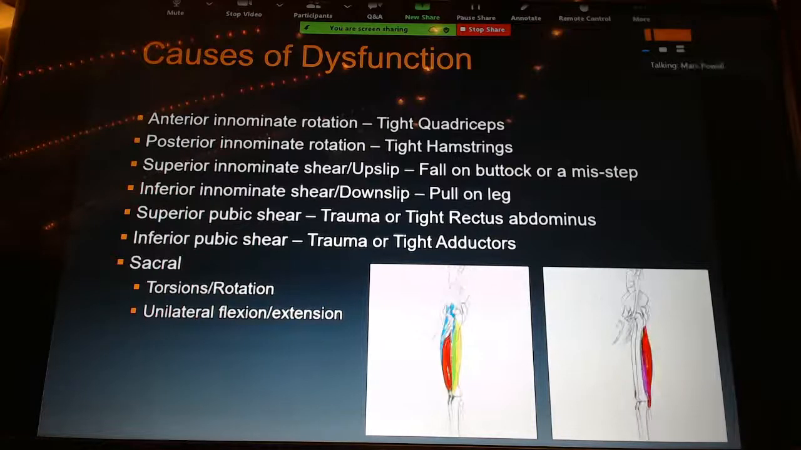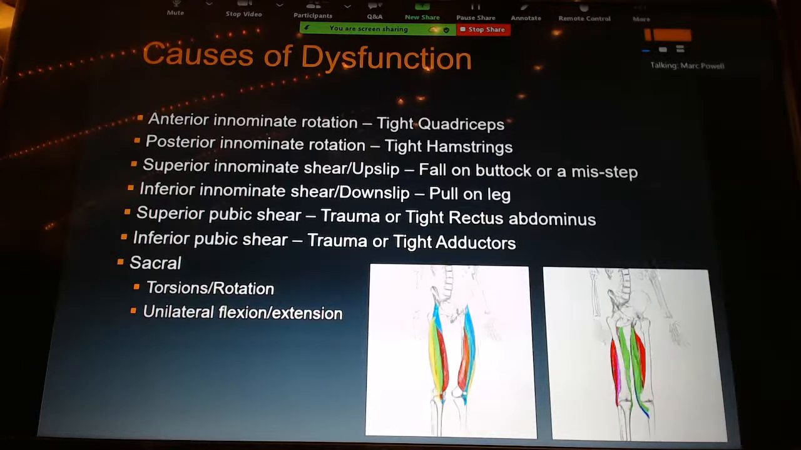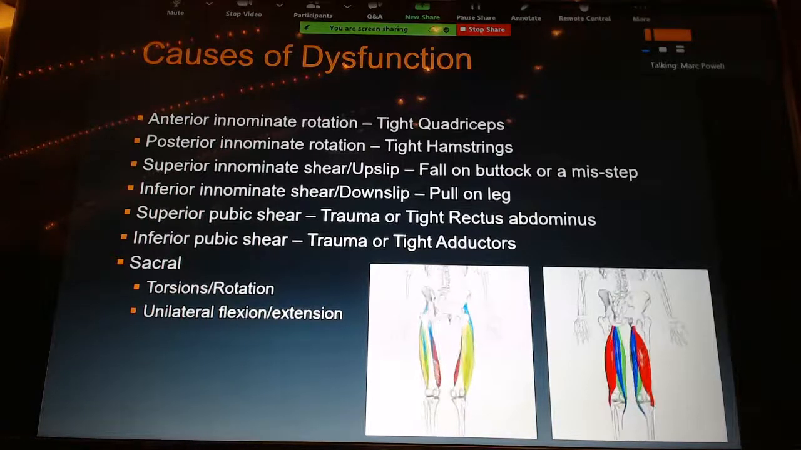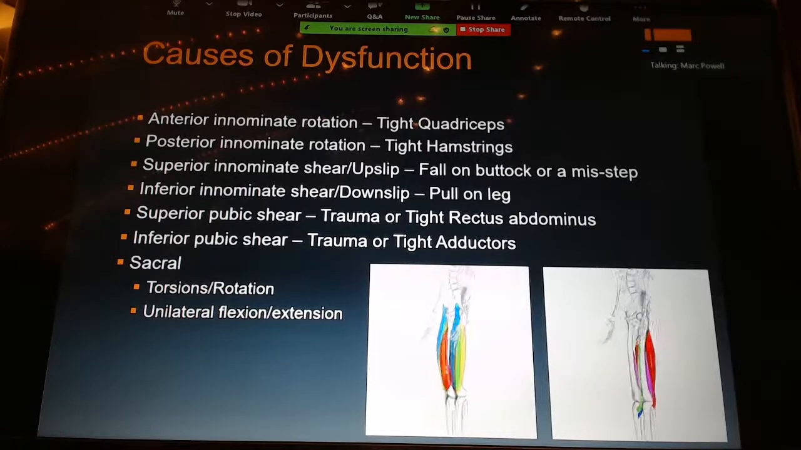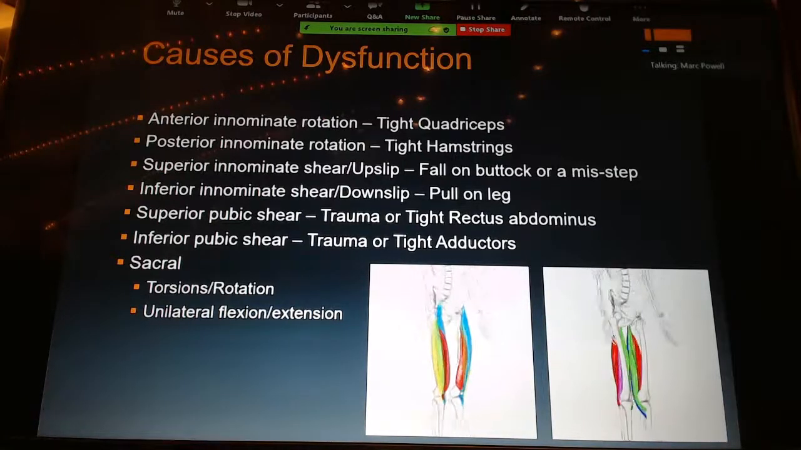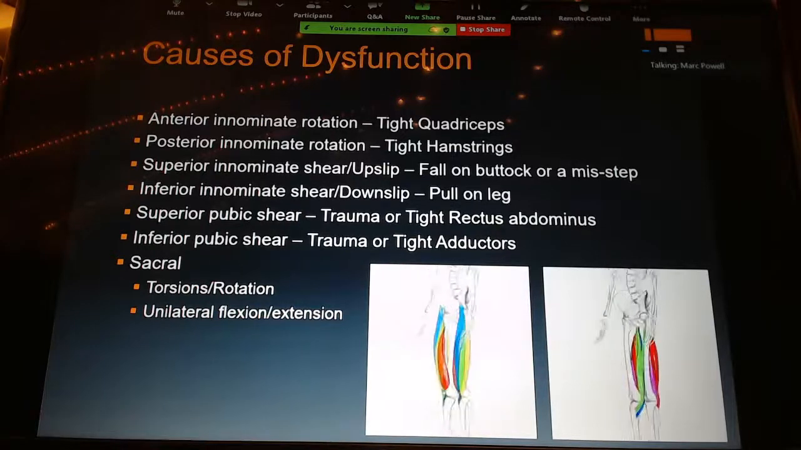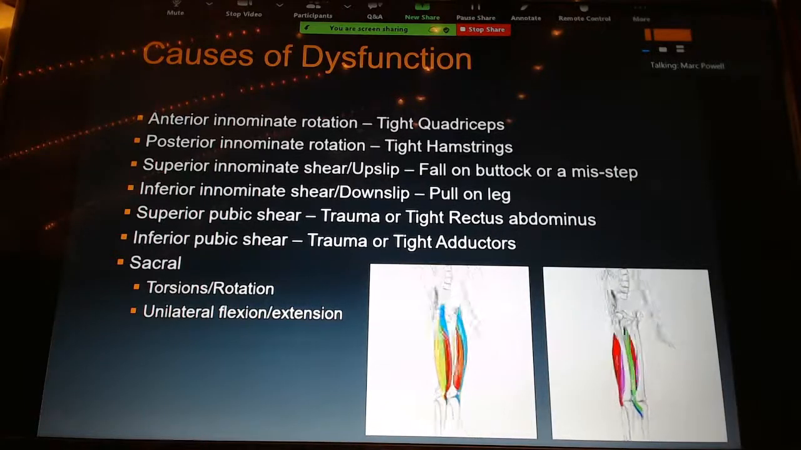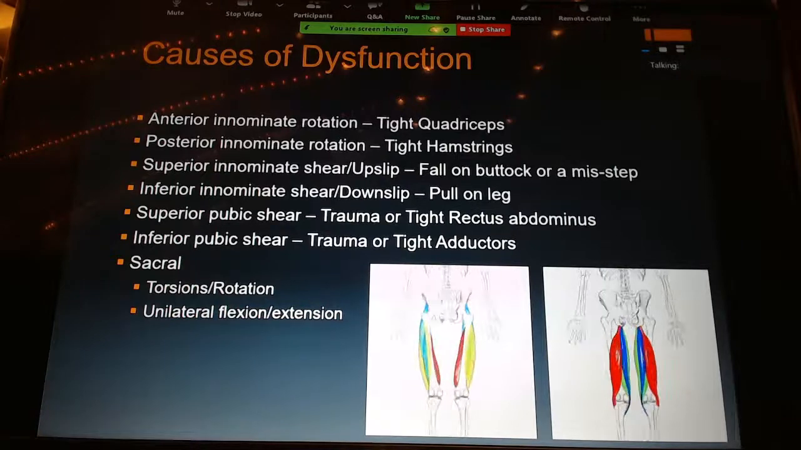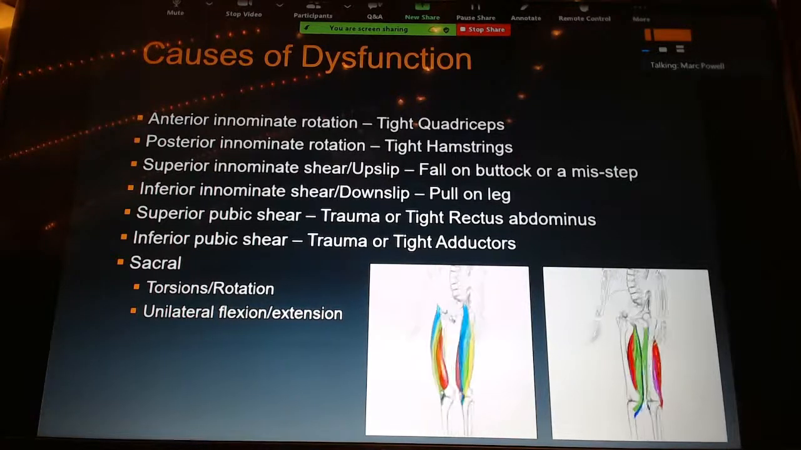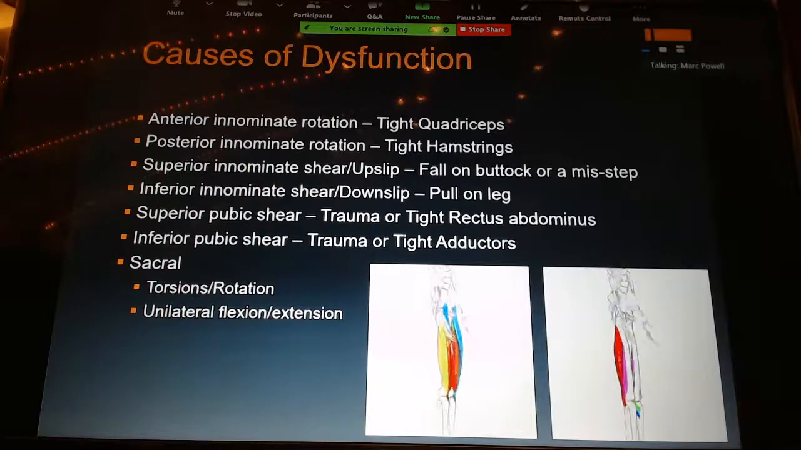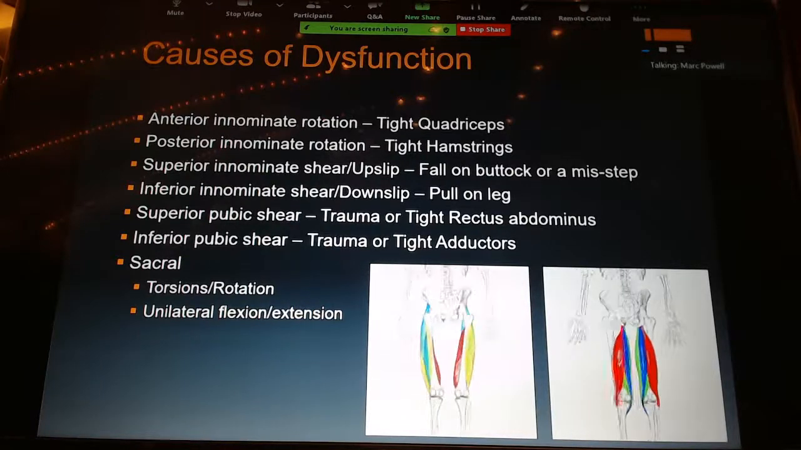Inferior shear is more of a pull on a leg. I see this usually in football. Very rarely is it dragged from a horse, but when you're talking about rodeo, this is a big one. They get caught in the stirrup and they get pulled. So this can cause an inferior shear. At the playoff games that I would see, those guys would hold on to people's legs and twist and turn and keep holding after the tackle was done.